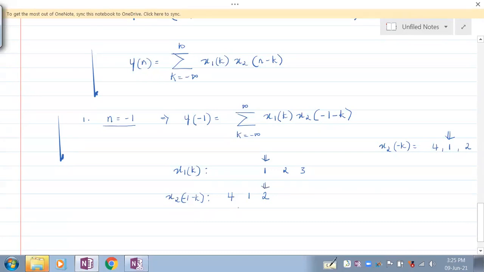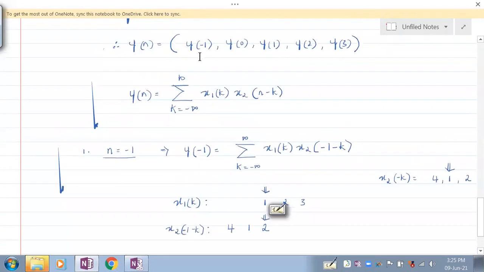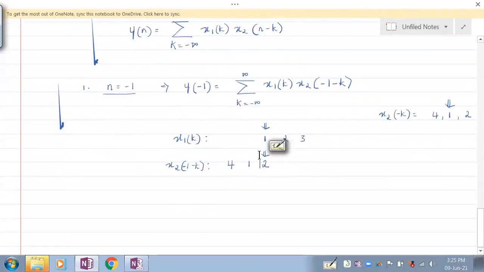Now, let me give you an example of how you should see this. When I'm finding the first sample of this convolution sum, see here, the first sample of this and the last sample of this will do the handshake. This is called handshaking. Let me give you an example.